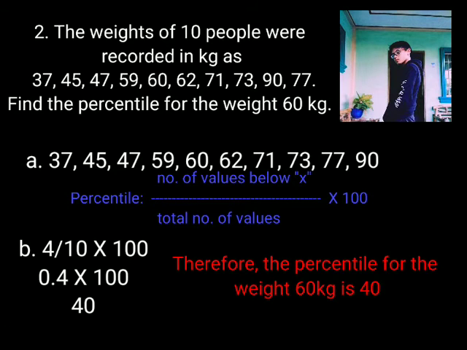Therefore, the percentile for weight 60 kilograms is equal to 40. With this result, we can finally derive the following conclusion. The person who weighs 60 kilograms is heavier than 40% of the people with recorded weights.